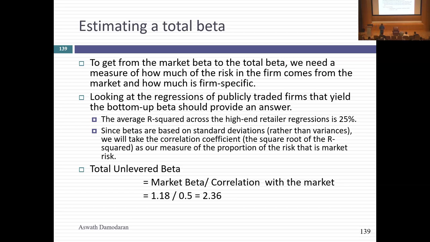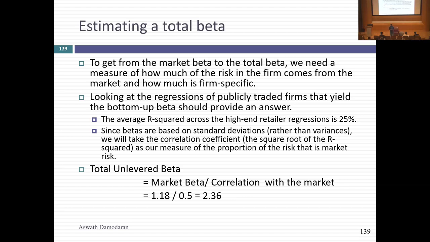But you're not diversified. In addition to bringing that risk in, you want to bring the rest of the risk in the company into your beta. So dividing the beta by the correlation gives me what's called a total beta. The reason I call it a total beta is I'm capturing the total risk of the company rather than just the market risk. It's going to give me a beta of 2.36, twice as high as the market beta. And the only reason I'm doing this is because the buyer is not diversified.